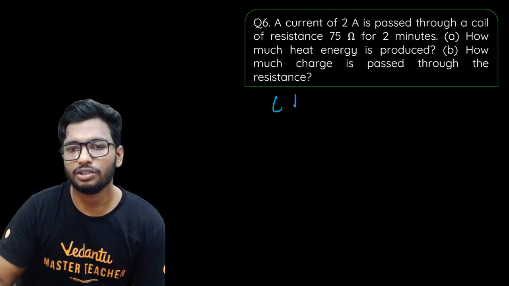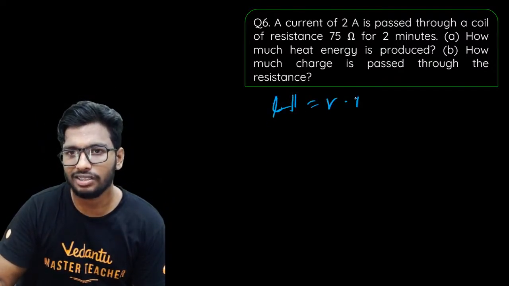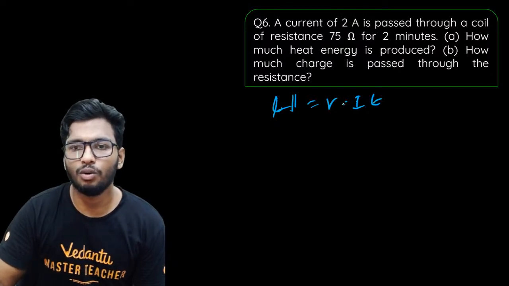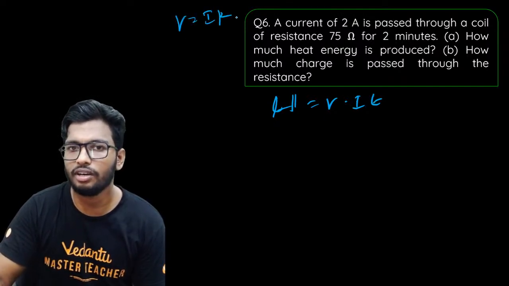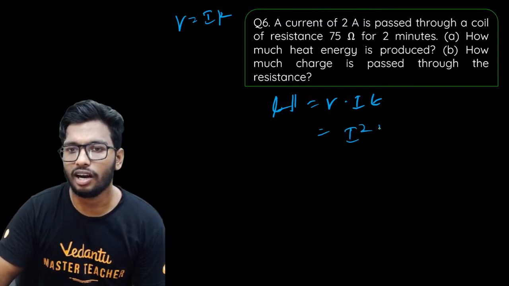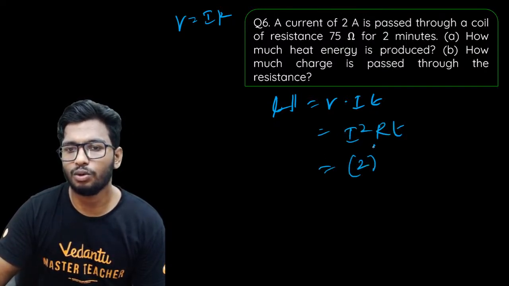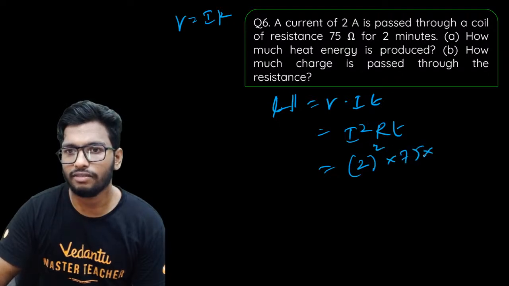So heat energy produced, H, is equal to what? Again, VIT is the basic formula. Now, I do not know what the voltage given is, so I'm going to substitute V equal to I into R over here. So I'm going to use it as I squared R T, which is basically Joule's law of heating. So I squared is given as 2 to the power 2, into 75, into 2 minutes.